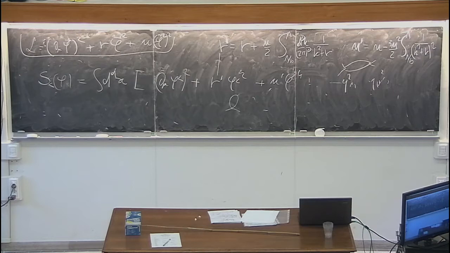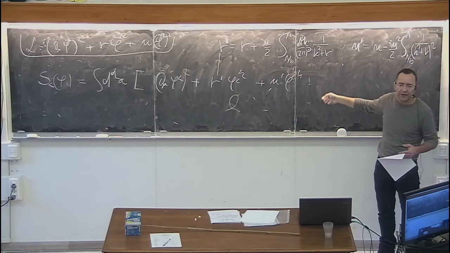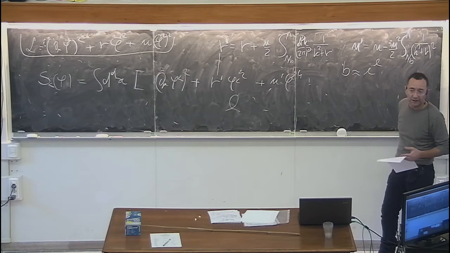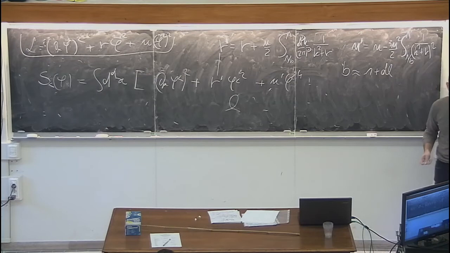So, now what happens? We want to consider the flow. If you want to consider the flow, we can consider b as close to 1. One can write down b as an exponential. Let me take b as 1 plus a small quantity, which I call dl, and I study the flow of these variables in terms of blocking close to 1. Okay?